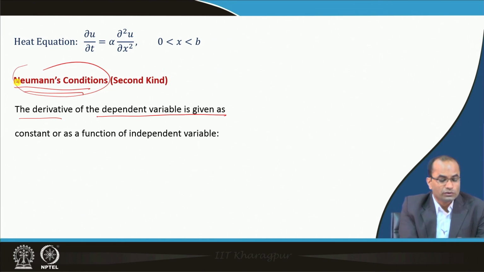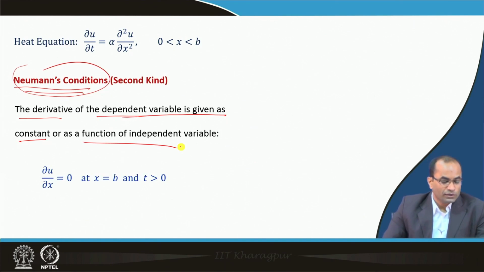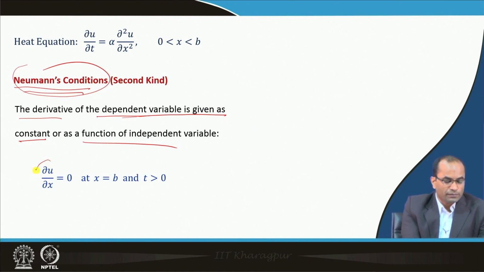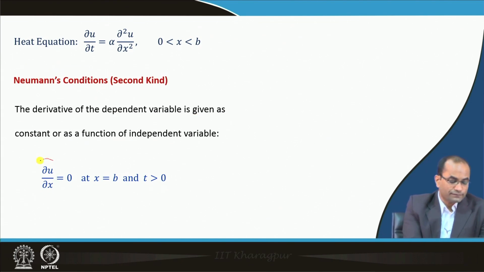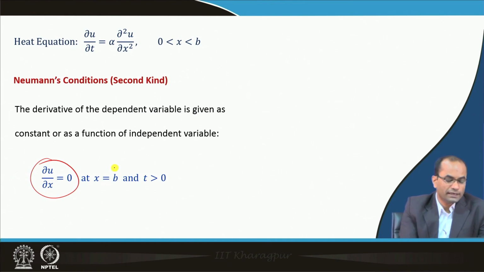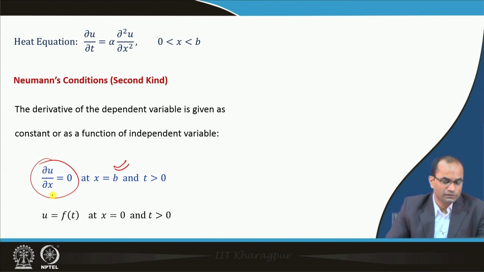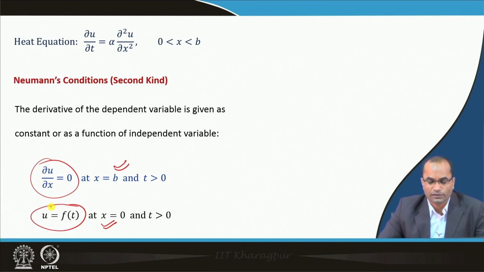So, the derivative may be known as a constant or as a function of an independent variable, for instance time. The situation could be like the partial derivative with respect to x is given as 0 at x equal to b, and for all time again. Because the derivative information is known, we call this a Neumann boundary condition. So, at one end we have the Neumann boundary condition, while at x equal to 0 we can still have the Dirichlet boundary condition.